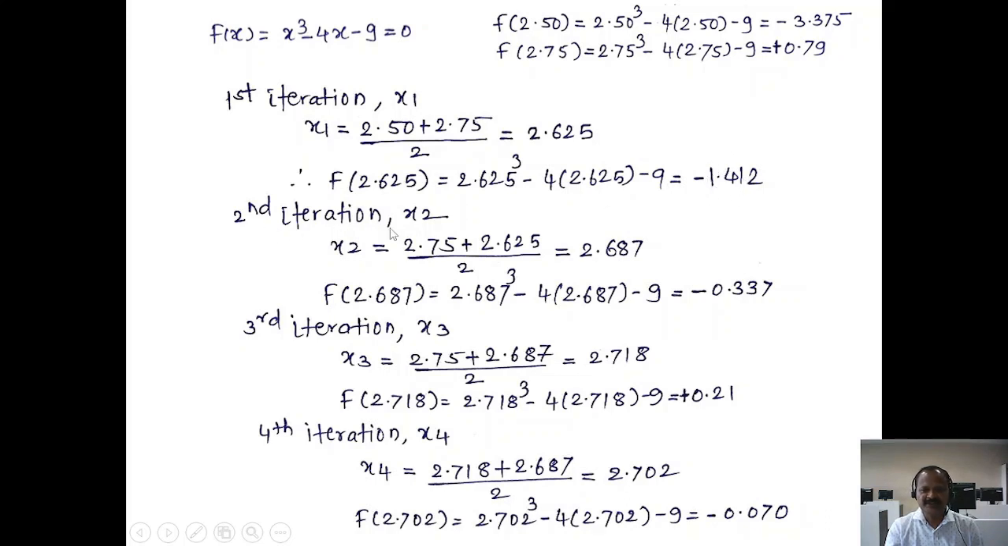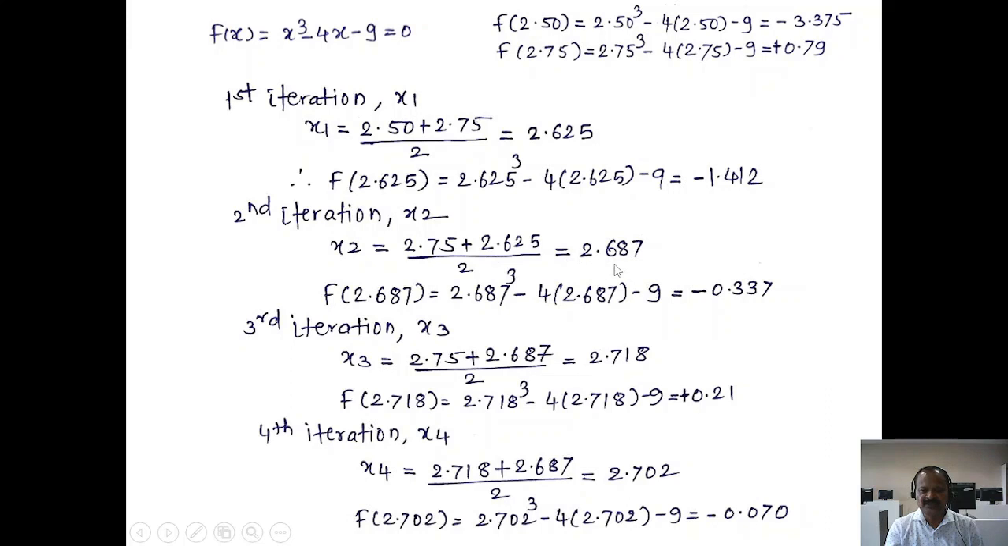Now for the second iteration, we have to find the value of x2. Now you can say this is the negative value, so a negative value is for 2.625. So the root lies in between positive and negative values. When you put this 2.625 in this equation, we get a negative answer. Now we have to find the positive answer. This is the positive, for 2.75. So x2 is given by 2.75 plus 2.625 divided by 2. This is the bisection formula, and it is equal to 2.687.